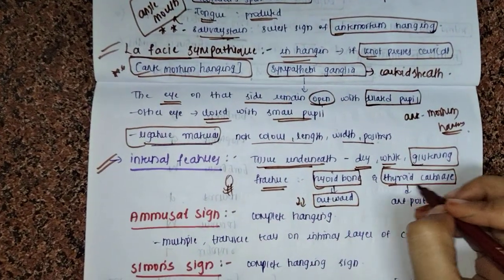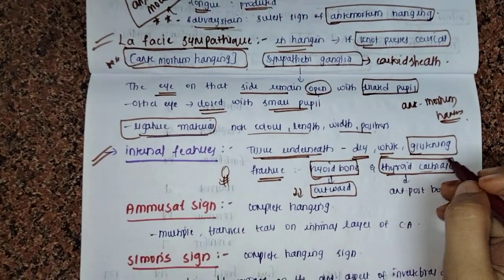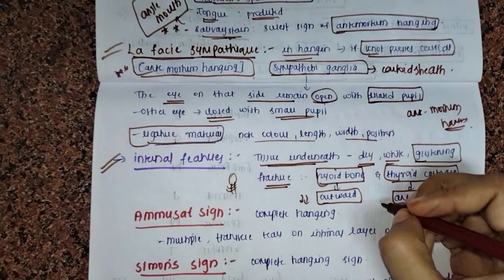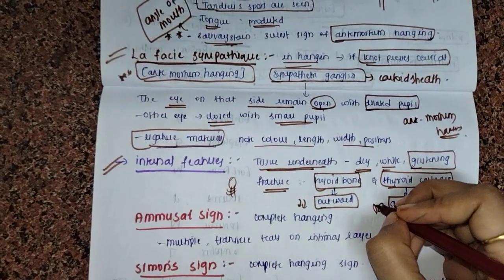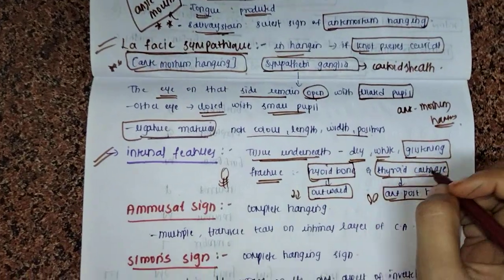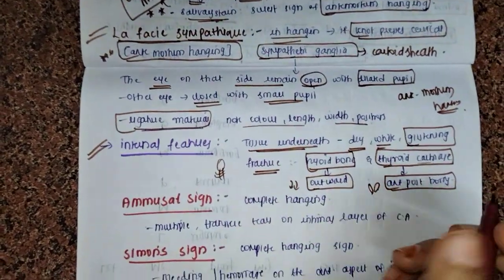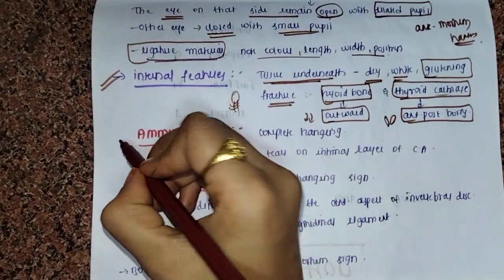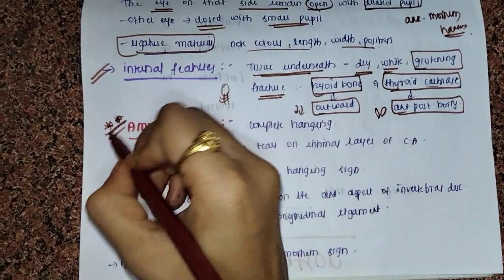And in the thyroid cartilage, mainly the fracture of the anterior and posterior horns will occur. Anterior and posterior horns of the thyroid cartilage fracture will occur mainly. Remember these two. Now in internal features, you are going to see Amussat sign. This is an important one.